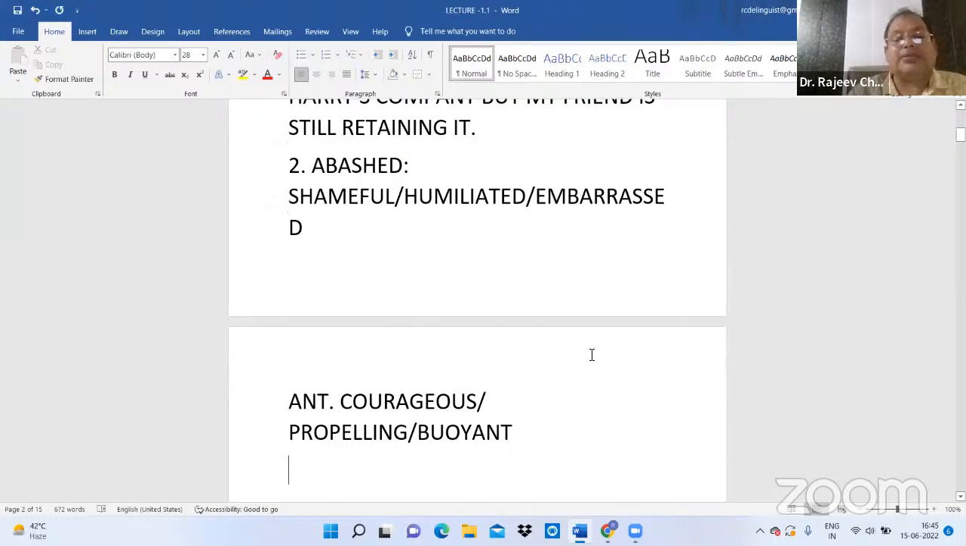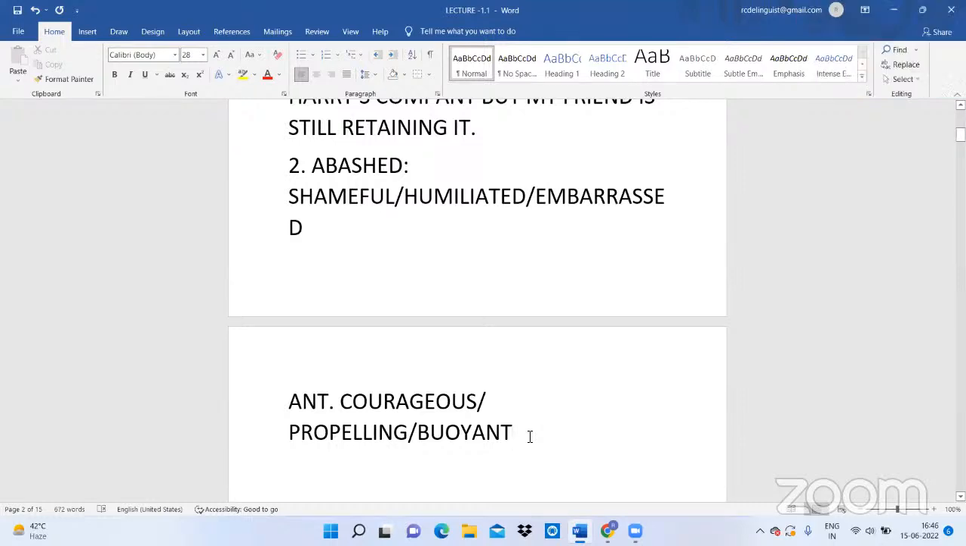So, how will you make sentences with abashed? He felt abashed on his misdeeds, on his misdemeanor, misbehavior. You understand? Any problem? He was abashed politically. He was feeling abashed because he could not attend his friend's birthday party or wedding. So abashed can be used in that way. And another is courageous. He was feeling quite courageous when he went to meet his friend or when he attended his friend's birthday party.